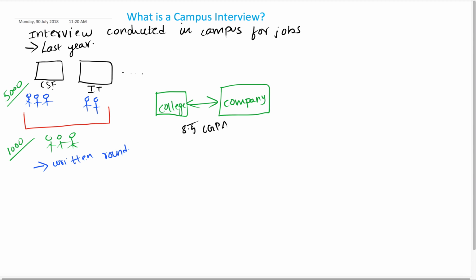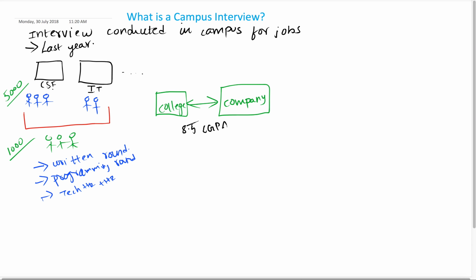The second round would be the programming round. Most software companies follow this round. Some companies won't conduct a programming round. They skip it and directly conduct technical HR and then HR. But most companies follow the programming round as the second round. So each round varies from company to company.